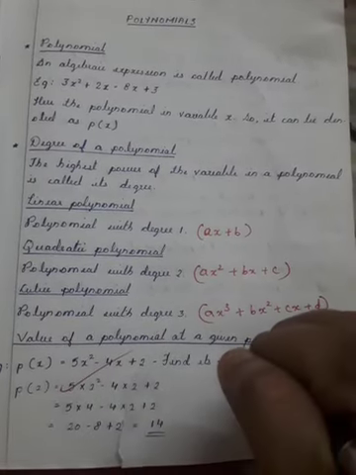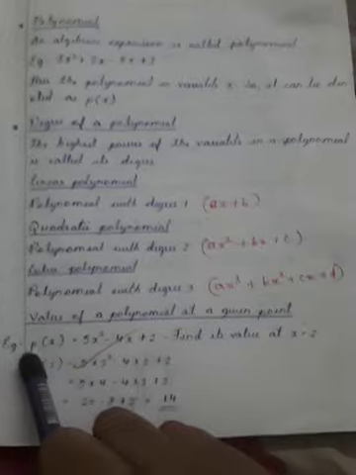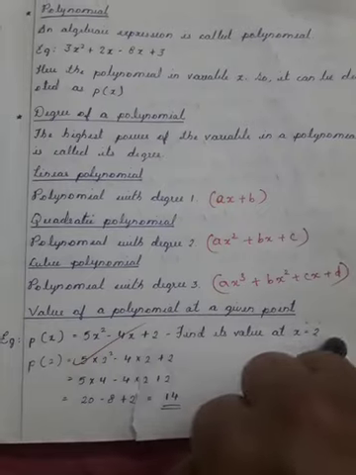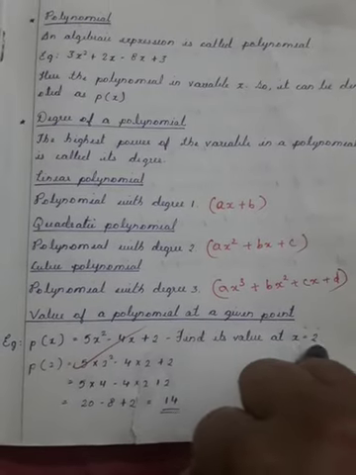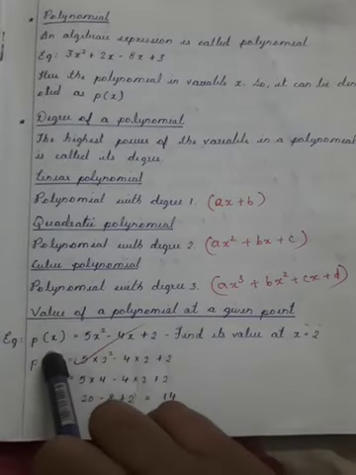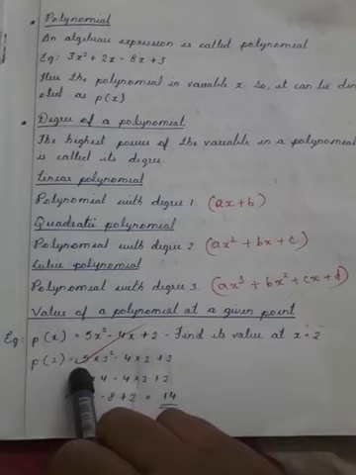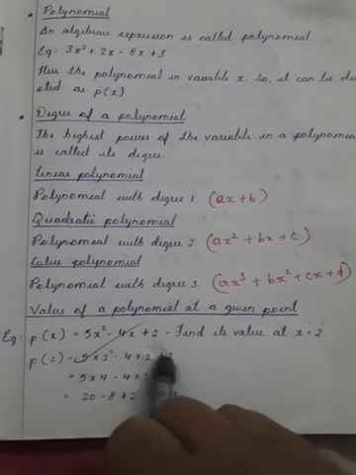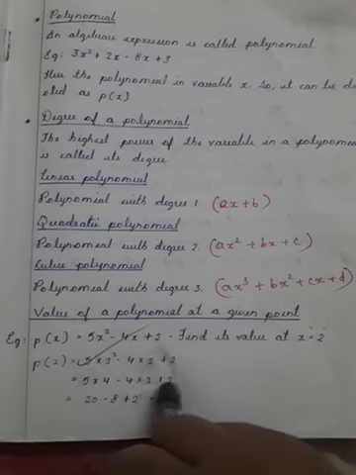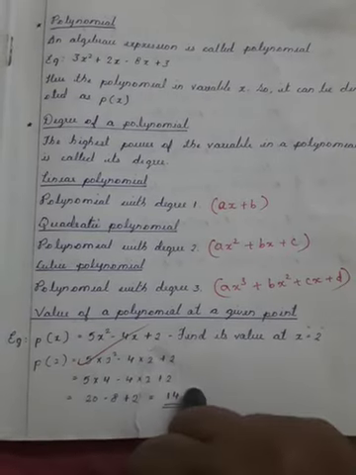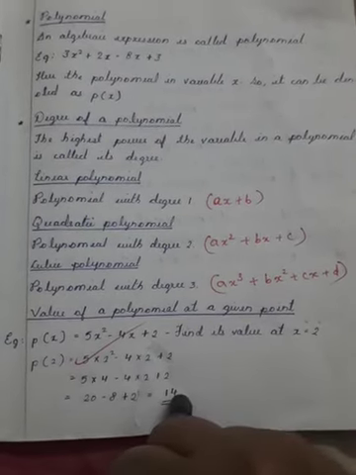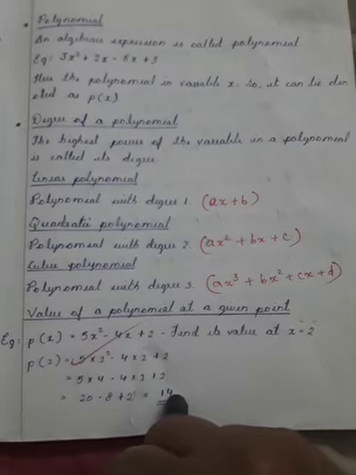The next section is value of a polynomial at a given point. This you already studied in 9th standard. So here the example is given. P of x equal 5x square minus 4x plus 2. Find its value at x equal 2. At x equal 2 means we want to substitute the value of x as 2 in this equation. So P of 2 equal 5 into 2 square minus 4 into 2 plus 2. Wherever x comes, there we write 2. Then 5 into 4 minus 4 into 2 plus 2, 20 minus 8 plus 2, 20 minus 8 is 12, 12 plus 2 is 14. So the value of the polynomial will be 14.